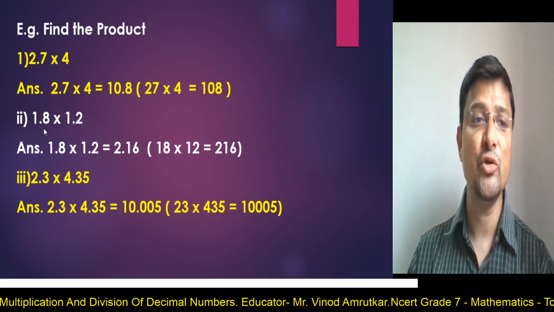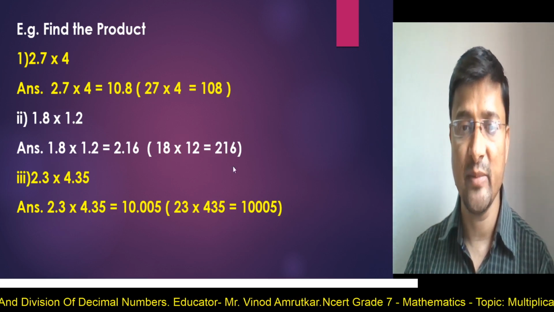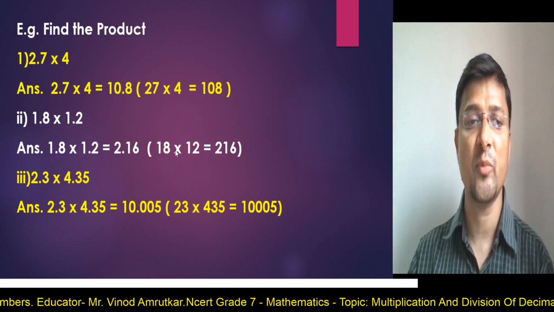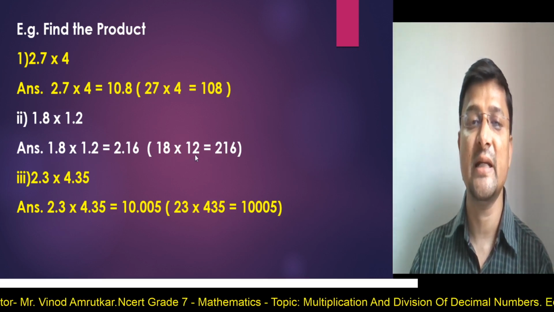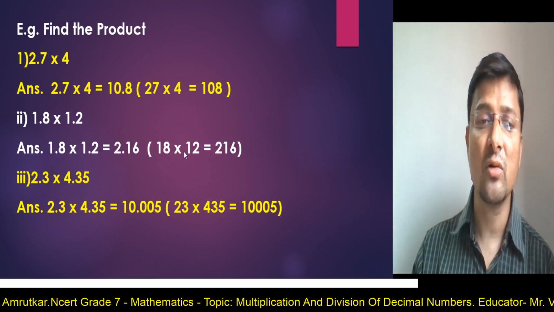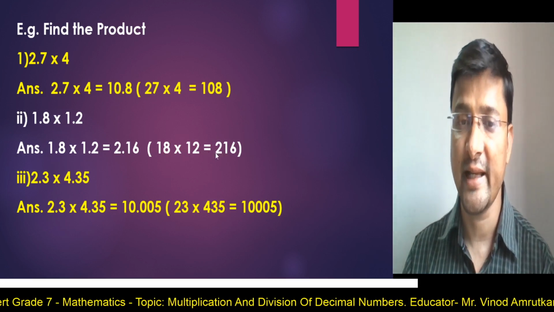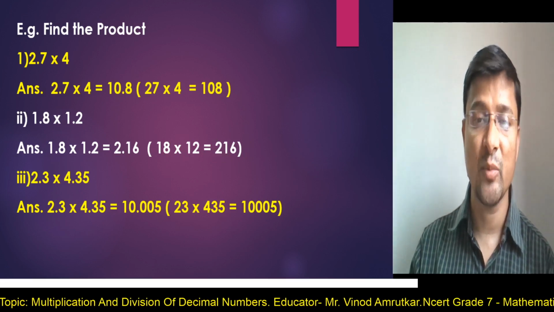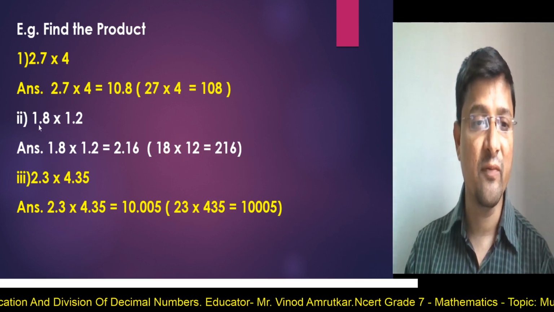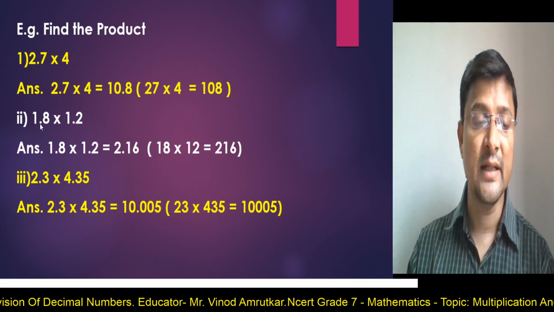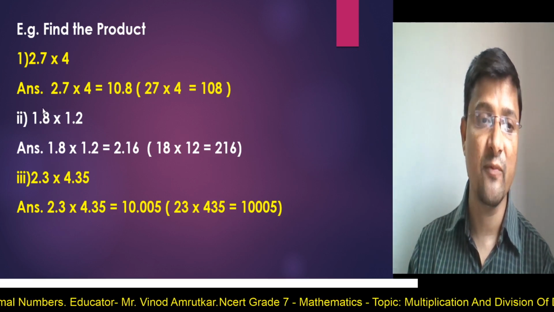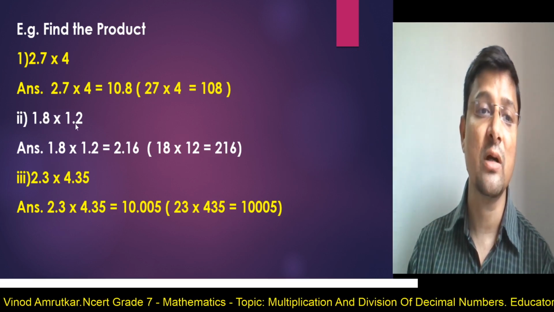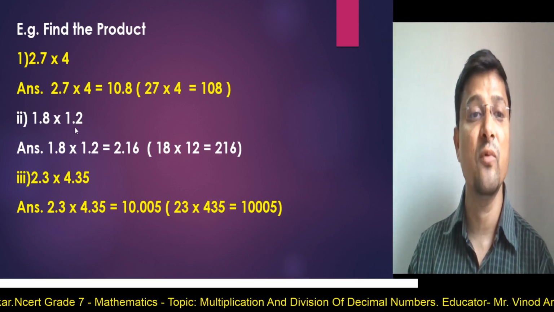Now here we actually multiply 18 and 12. See the bracket here. Okay, we ignore these decimal points and we actually multiply 18 and 12, and the product of 18 and 12 is 216. The product is 216, and now we put the decimal point. See the decimals here. The first decimal is 1.8. The decimal point occurs just one digit before, that means before 8. In the second decimal, the decimal point occurs again just one digit before, that means before 2.